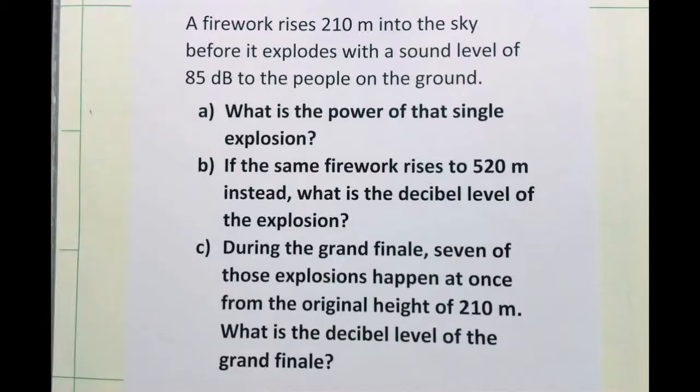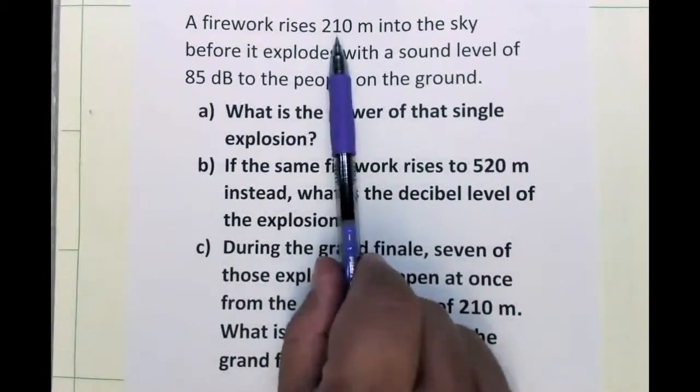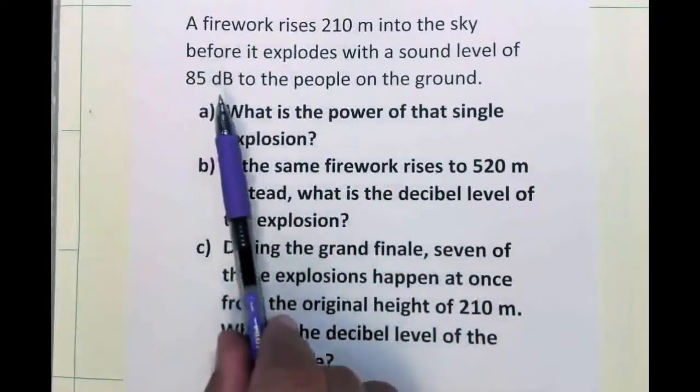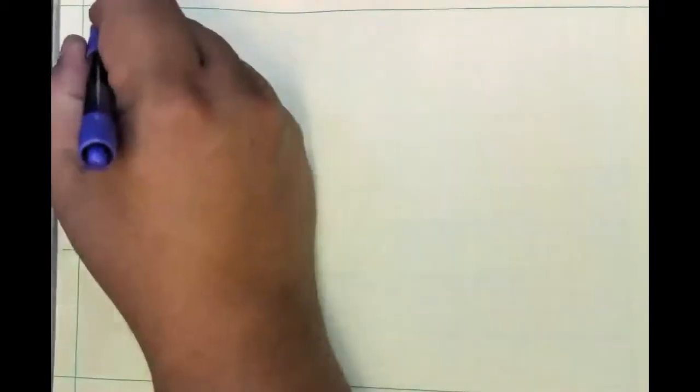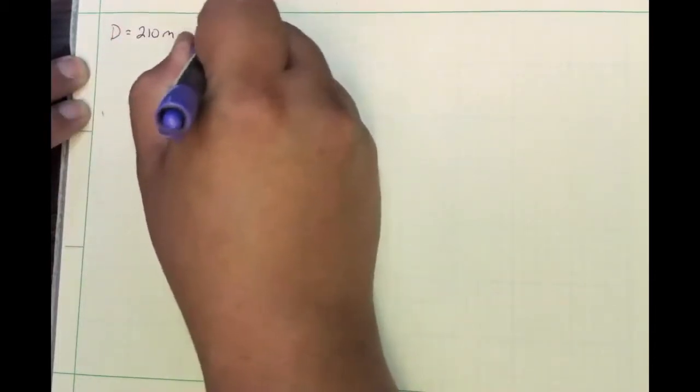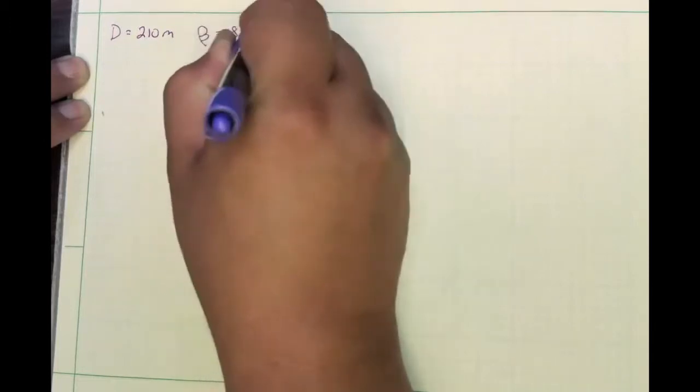Well, the first thing we always have to do is to write out what we are told. The two pieces of data we have here are that the firework explodes 210 meters away from us with a decibel level of 85. So we write down that given data right from the very start: a distance of 210 meters and a decibel level of 85.